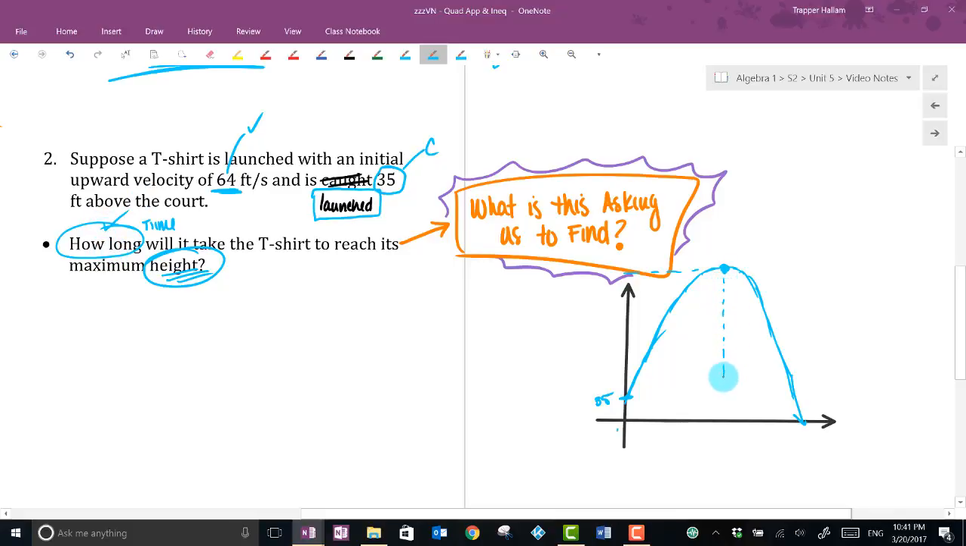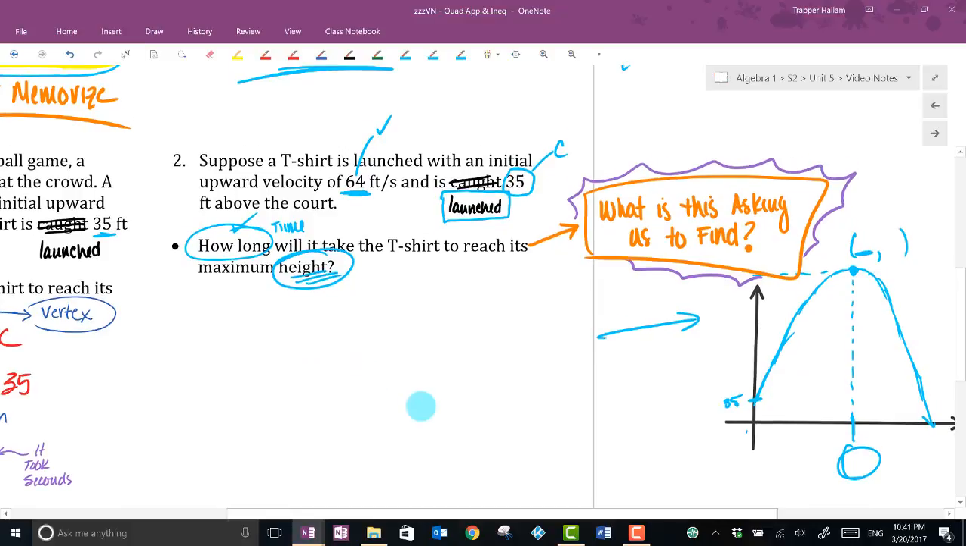So really what we're looking at here is the x-coordinate of this vertex. If we can identify this vertex, it's asking us to find the x-coordinate. So that's what our goal is. It's actually important to understand what we're finding so we don't find everything and then piece it back together. We only need to find one thing, which is the x-coordinate of the vertex.